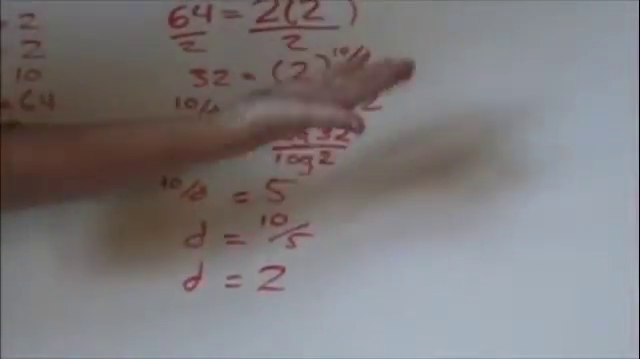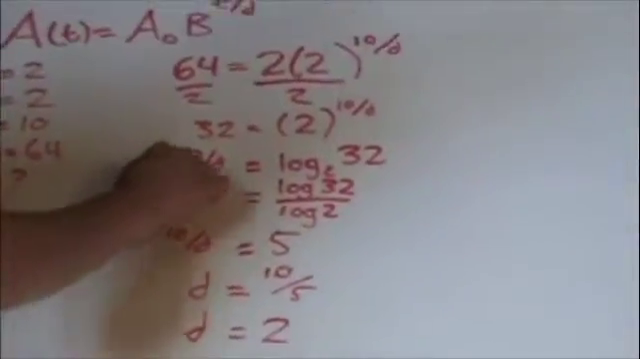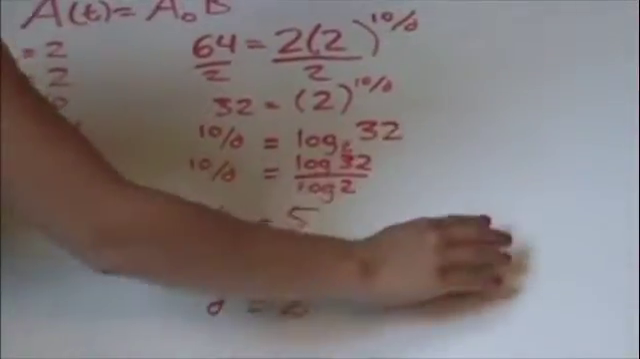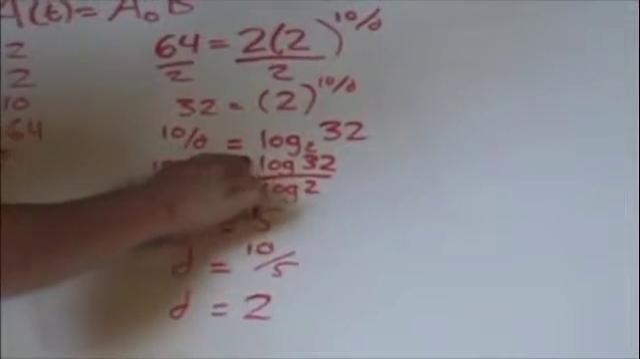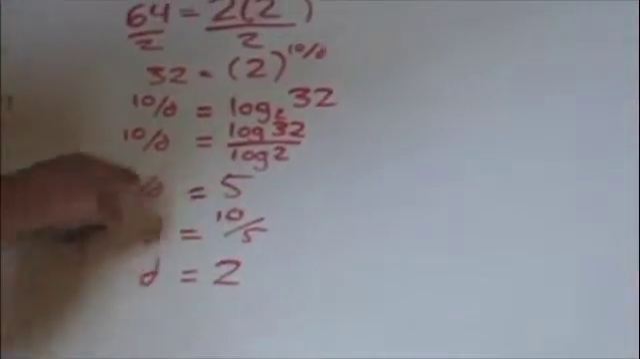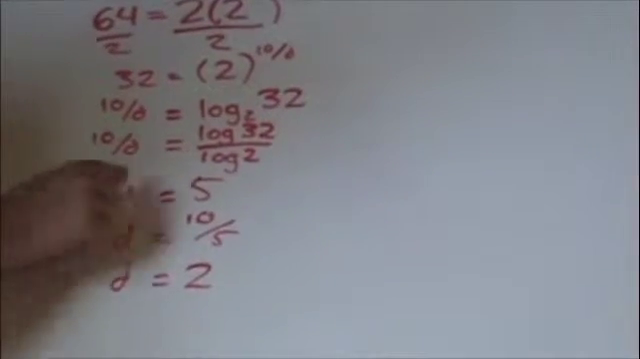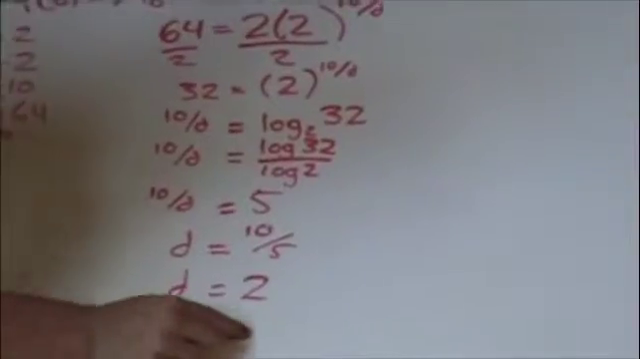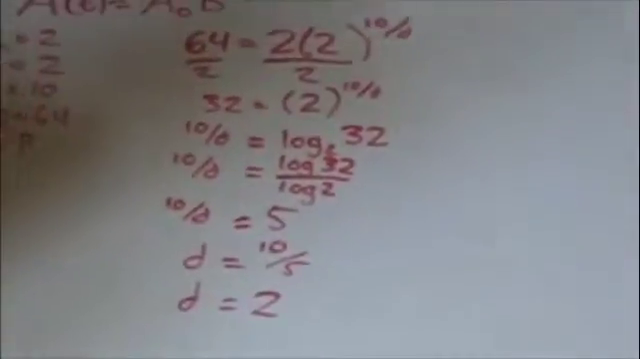So we're going to transform that into a log equation, which leaves us with 10 divided by d equals log base 2 of 32. Using the change of base technique, we find out that log 32 divided by log 2 equals 5, which equals 10 divided by d. We can rearrange this to solve for d, which is 10 divided by 5. Therefore, our doubling time is 2 minutes.